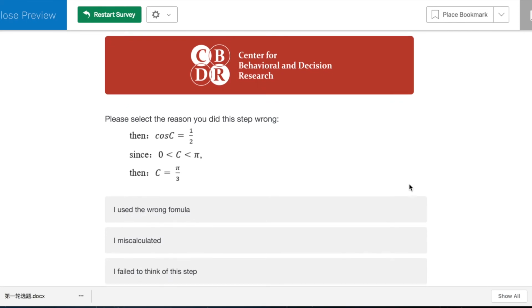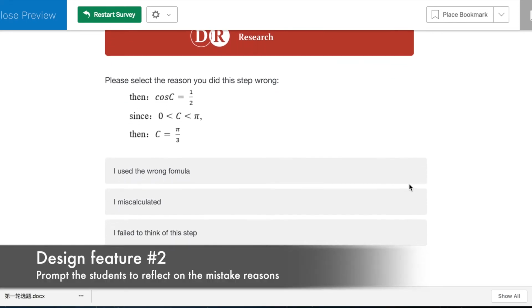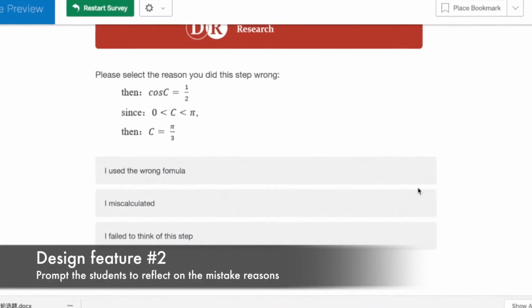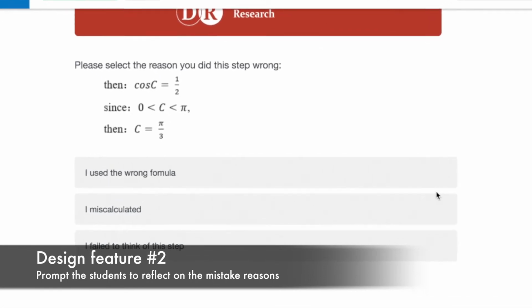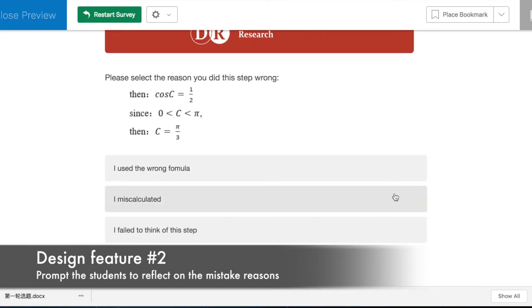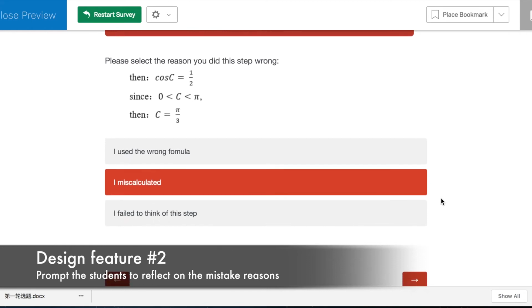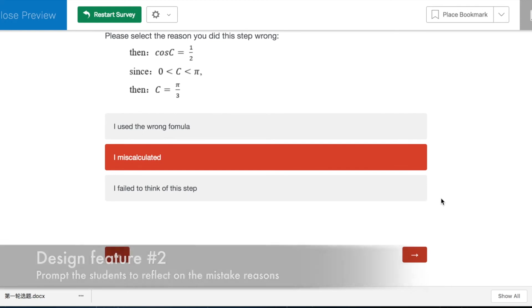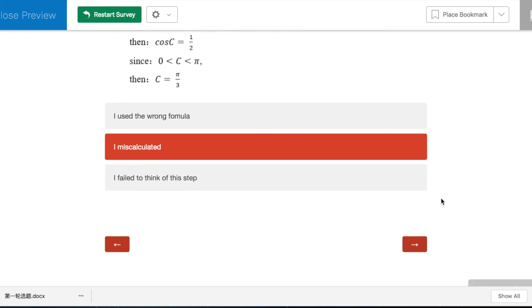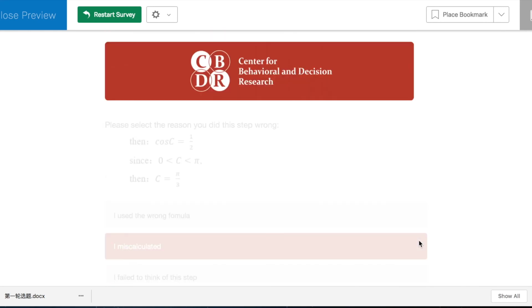And then Lisa will move to the self-reflection part. She will go through the solution and identify the mistake reason by selecting different blocks. For example, she selects the block "I miscalculated" because she calculated the result wrong. In this way, we offer her specific prompts to do self-reflection about the mistakes she made in steps and the reason behind that.